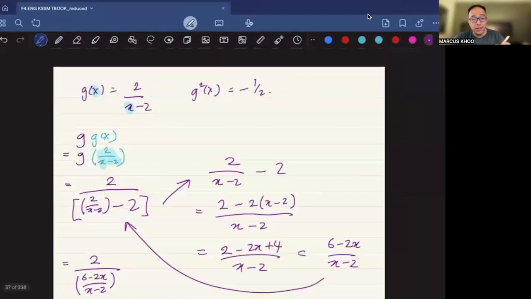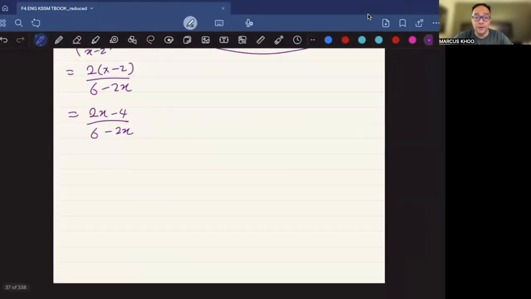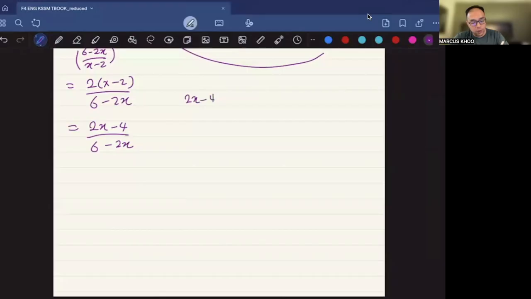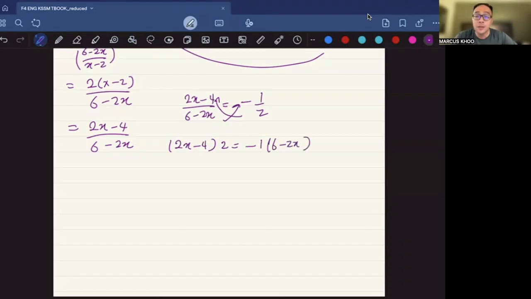And then it tells you that gg(x) equals negative half. So 2x minus 4 over 6 minus 2x equals negative 1 over 2. Now I'm going to cross multiply this, bring this up here, bring this up here. I'm going to get 2x minus 4 times 2 equals minus 1 times 6 minus 2x. What you're going to get is 4x minus 8 equals minus 6 plus 2x. And after this, it becomes a simple solve. So you're going to get 2x equals 2, and you will get x equals 1.